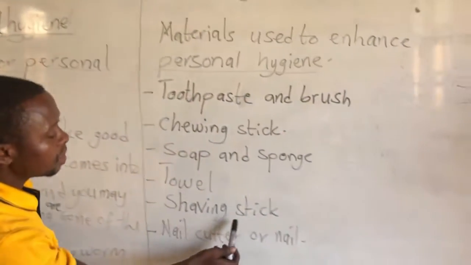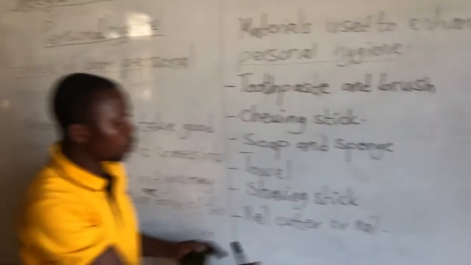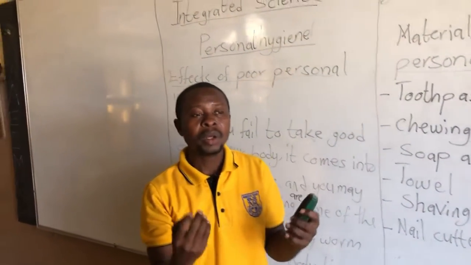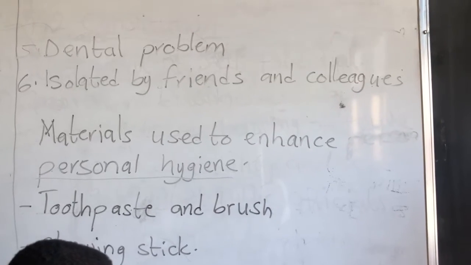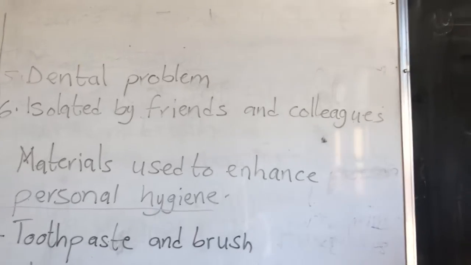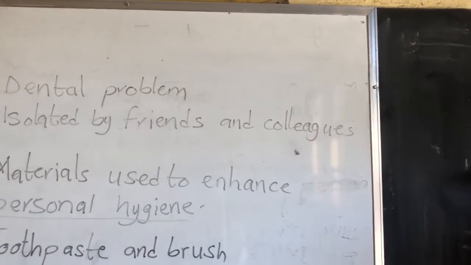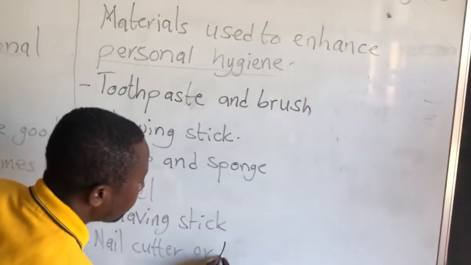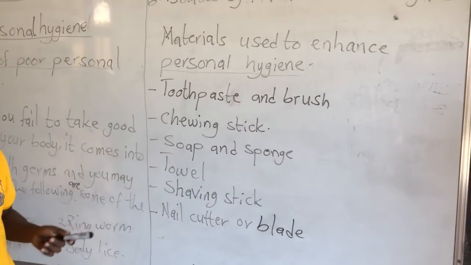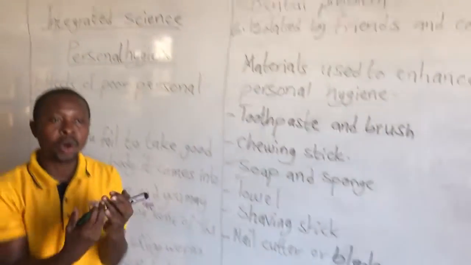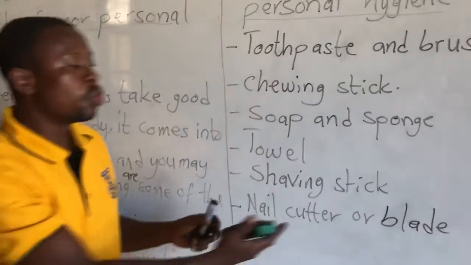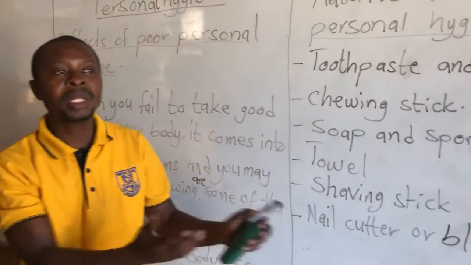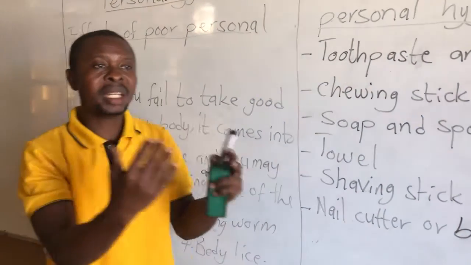Then we have the towel, shaving sticks, nail cutter or blade. The nail cutter and blade are all personal items, so we need not share them with anybody. When you share the nail cutter with anybody, at times it may cut you or cut your friend, and if your friend is having any communicable disease, any disease that can be transferred from one person to another, you attract that disease from the person. The same applies to the blade. So all these are personal items. We should use them alone and not share them with any of our friends.